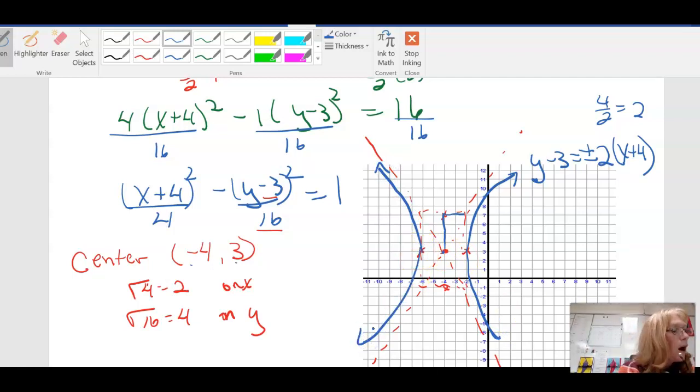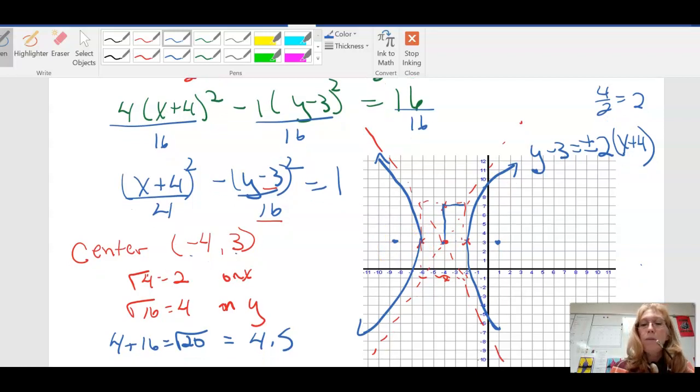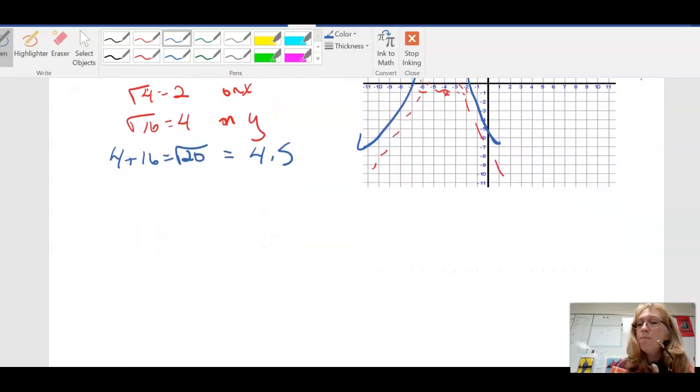Now we've got to do our foci so we can finish it up. So 4 plus 16 equals 20. So we have to take the square root of 20, which is going to be about 4.5. So now we go 4.5 out. 1, 2, 3, 4.5. And 4.5. And there is your hyperbola. Okay, I hope you did a great job.